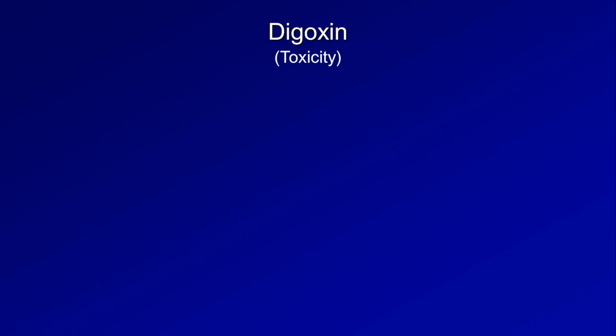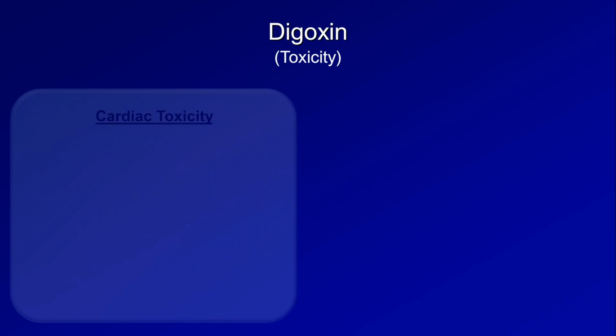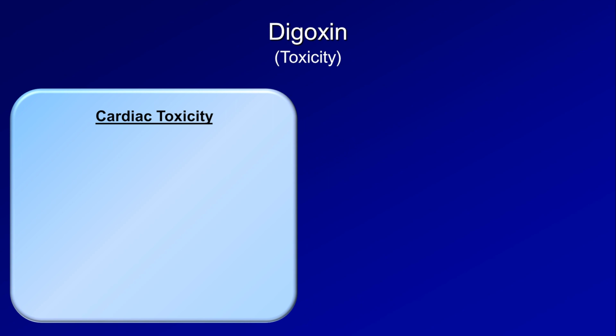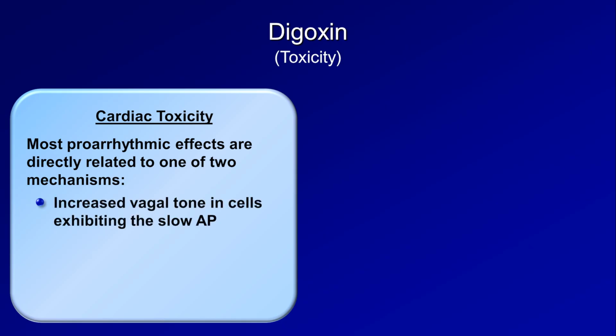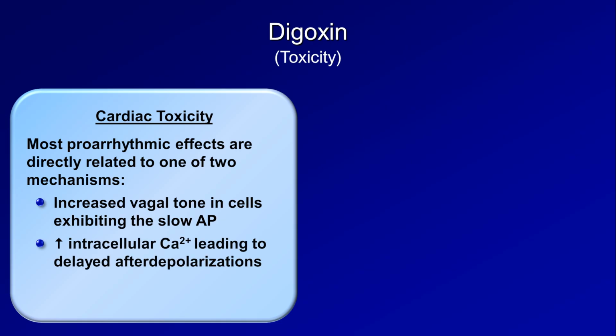So, what does this awful toxicity profile look like? First, presentation of Dig toxicity varies depending on whether toxicity is acute or chronic. However, cardiac toxicity is present in both situations. The cardiac toxicity of Digoxin consists just of its proarrhythmic effects. These are related to one of two mechanisms. First, the effect of increased vagal tone in cells expressing the slow action potential, such as the sinus node and AV node. Second, as was mentioned a minute ago, the increased intracellular calcium, or more specifically the intracytosolic calcium that was helpful for increasing contractility, leads to delayed afterdepolarizations.